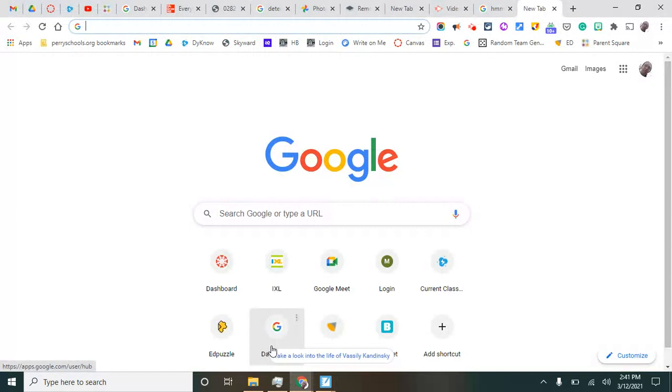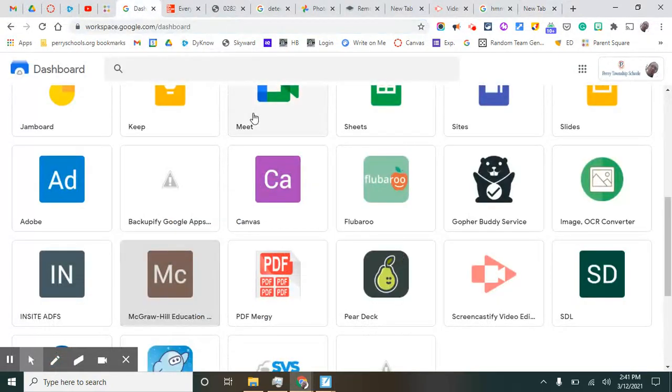We are going to play our game. Today is a game, and it is called Factor Bingo. So we're going to go into our MC from McGraw-Hill.